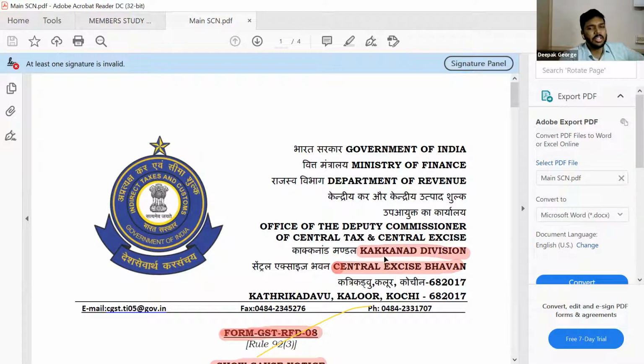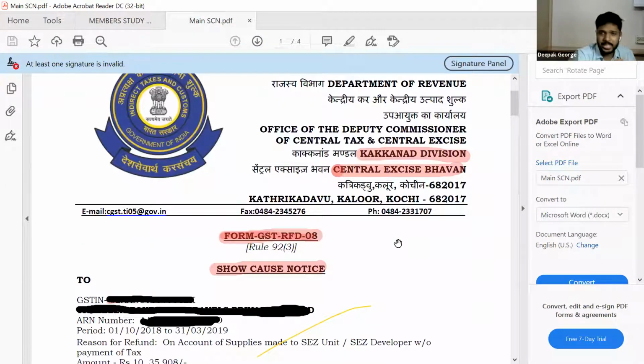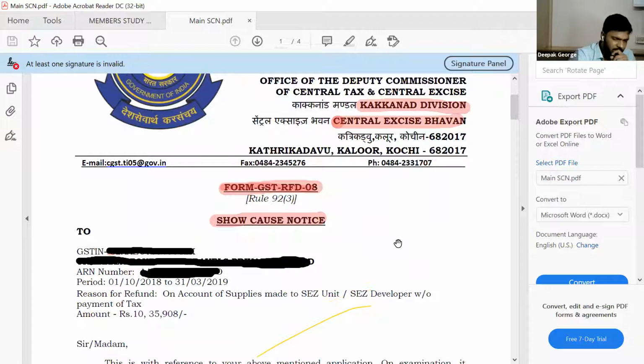In fact, the majority of applications have gone to that office, and you have officers who are very busy with these refund applications and registration applications for software export companies. All the Infopark companies, all those Kakkanad based IT companies exporting software, come under this. I think 2 or 3 officers are checking this in the Central Excise Bhavan. This was a show cause notice issued by the Central Excise Bhavan. The GST officer's name is mentioned at the end.